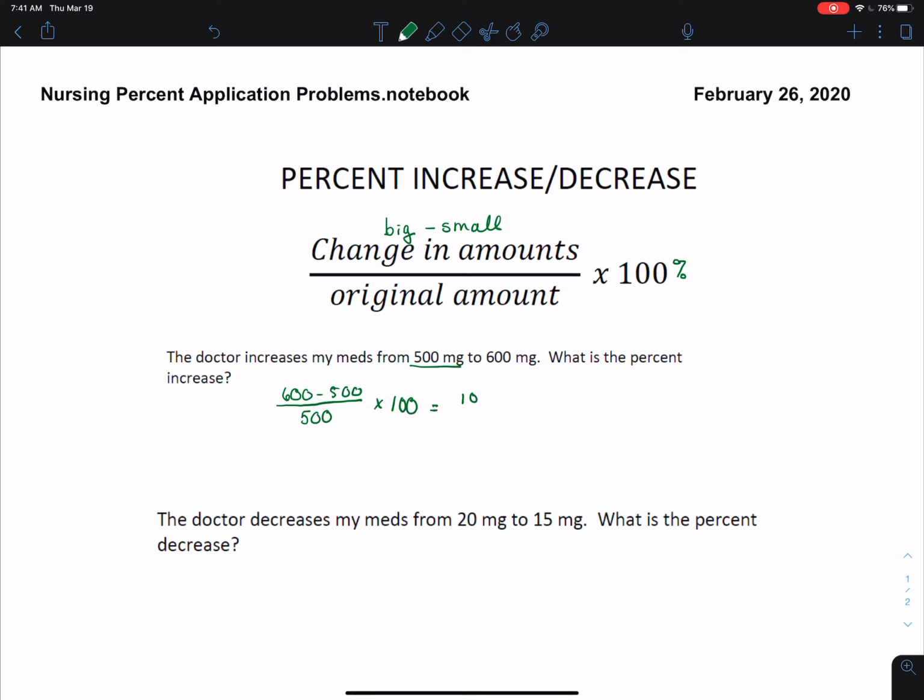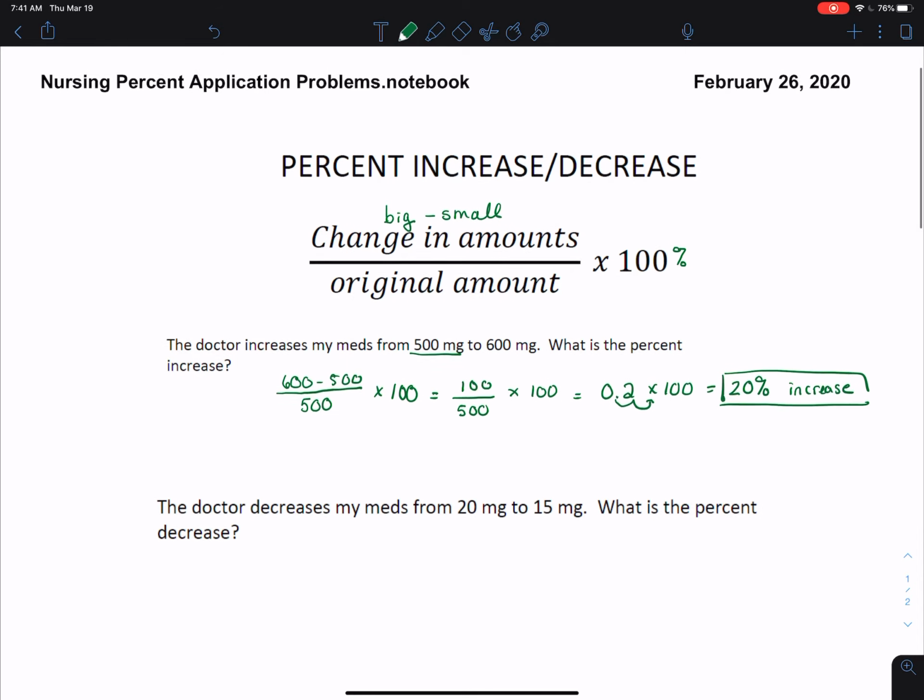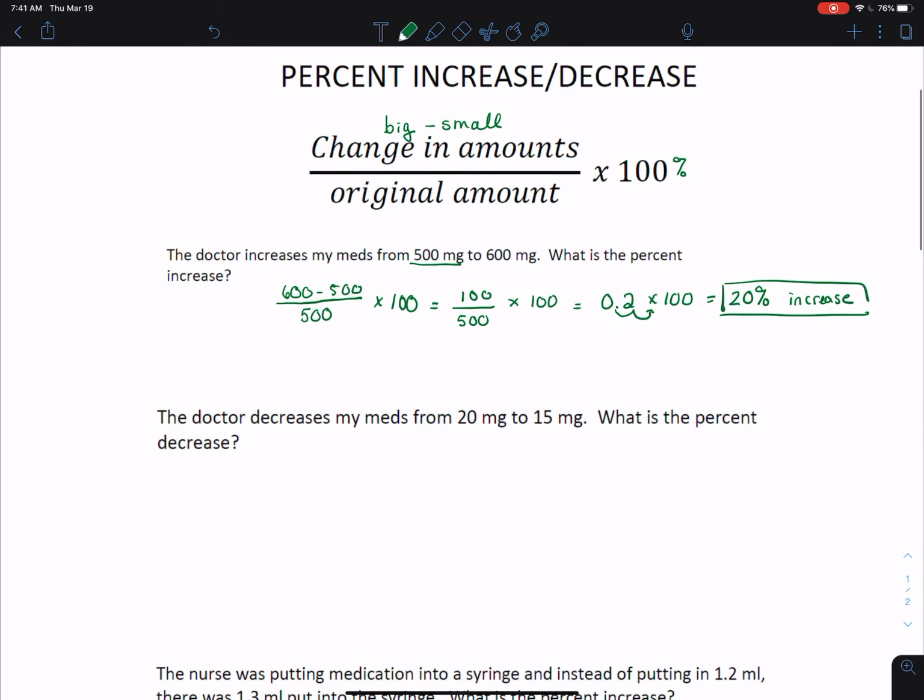When I do my subtraction, I'll end up with 100 over 500. When I do that division, it gives me 0.2 or 2/10 times 100. And when I multiply by 100, I know that's the same as bumping my decimal point over 2 spaces. So that gives me a 20% increase. I know it's an increase because the meds are going from 500 milligrams to 600 milligrams. They're going up.